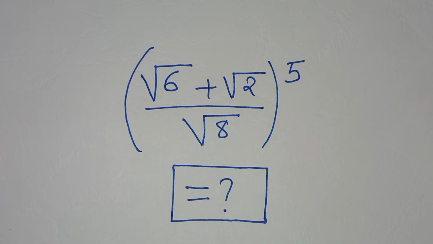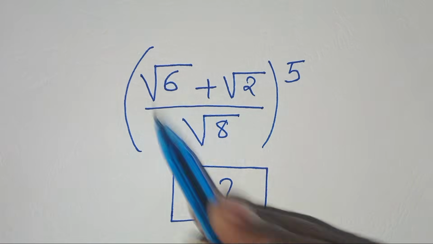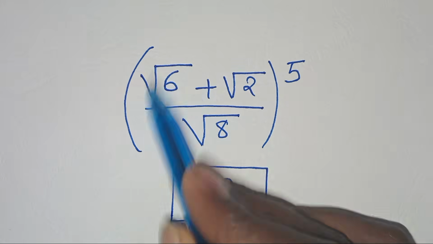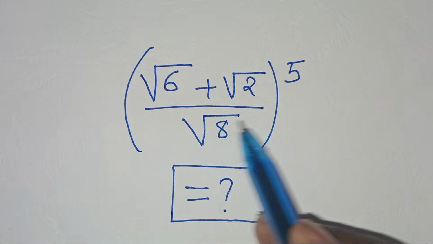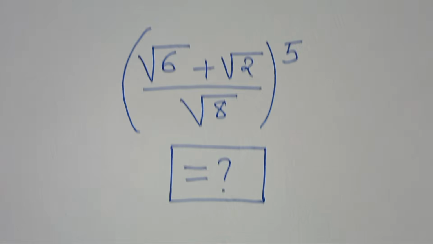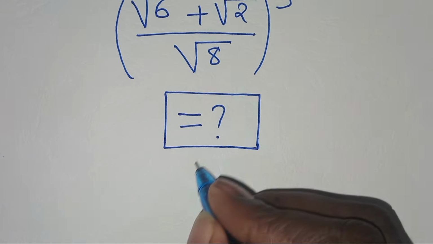Hello everyone, you're welcome to solve this nice square root math problem, which is the square root of 6 plus square root of 2 divided by square root of 8, raised to the power of 5. Now let's provide a solution from here.